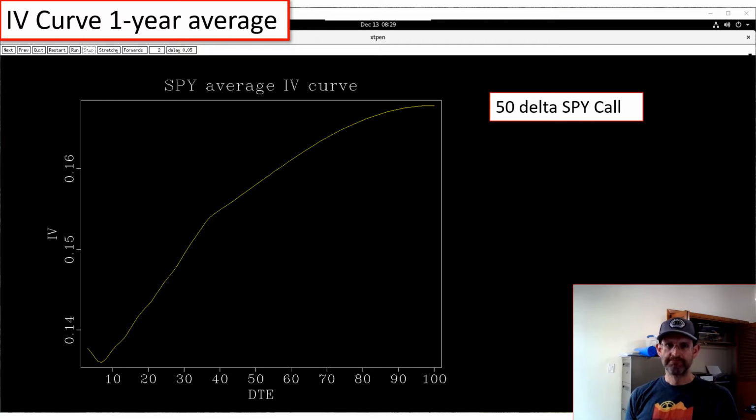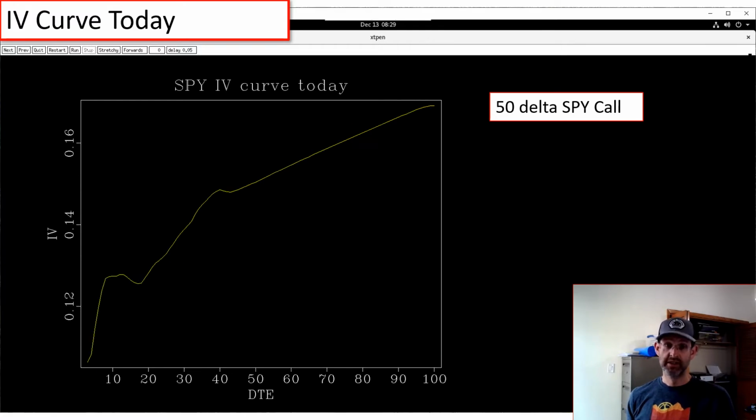So here's the average IV curve over a year of historical option data that I pulled from ORATS for a 50 delta SPY call. The IV curve, and thus the option price curve, are in backwardation, meaning that the longer dated options trade at a relative premium to the shorter dated options. This makes sense. Typically less can go wrong in the short term, so the options have less value.